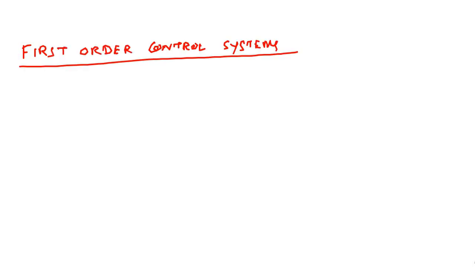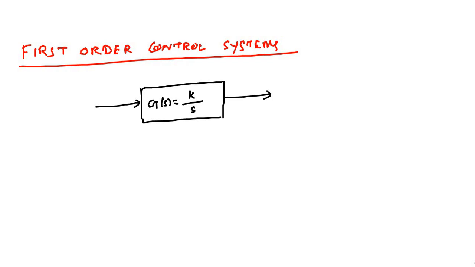So first I will talk about first order control systems. First order control systems have a typical open loop transfer function G of S equal to some constant divided by S. This is a typical or standard model of a first order system. So the open loop system has a pole at the origin.